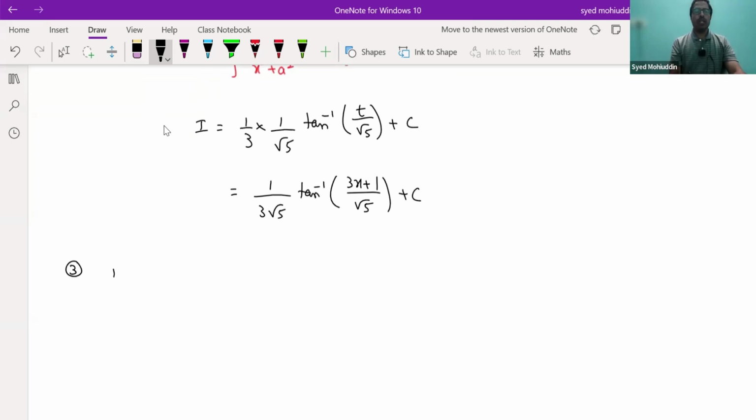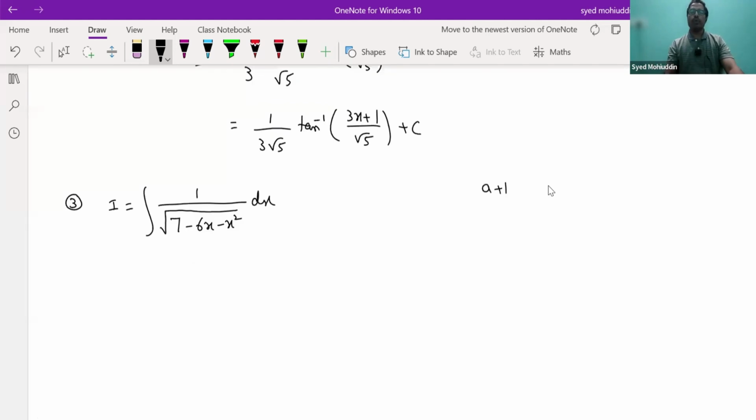So we have to evaluate the integral I = ∫ 1/√(7 − 6x − x²) dx. We need to evaluate this one. To do so, once again, either you go for the (a + b)² formula, which is a² + 2ab + b², or you can use (a − b)², which is nothing but a² − 2ab + b². Out of these two, we have to express it in one of them. So let us try to simplify this one.